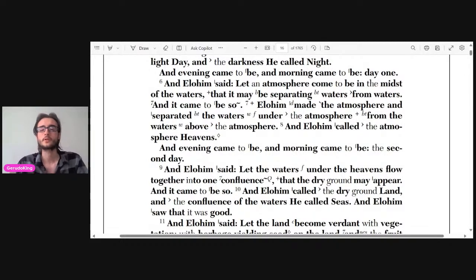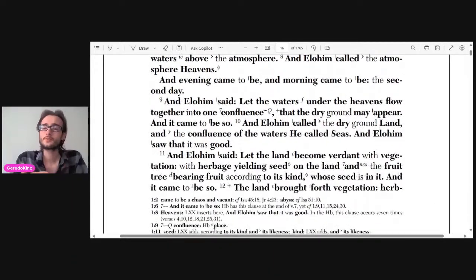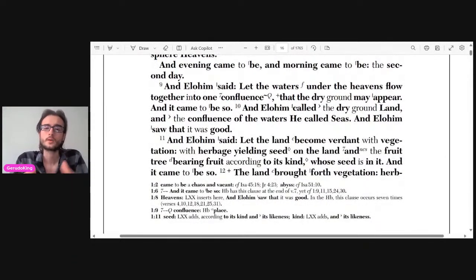Elohim made the atmosphere and separated the waters under the atmosphere from the waters above the atmosphere. And Elohim called the atmosphere heavens. And evening came to be, and morning came to be, the second day. And Elohim said, "Let the waters under the heavens flow together into one confluence, that the dry ground may appear." And it came to be so. And Elohim called the dry ground land, and the confluence of the waters he called seas. And Elohim saw that it was good.